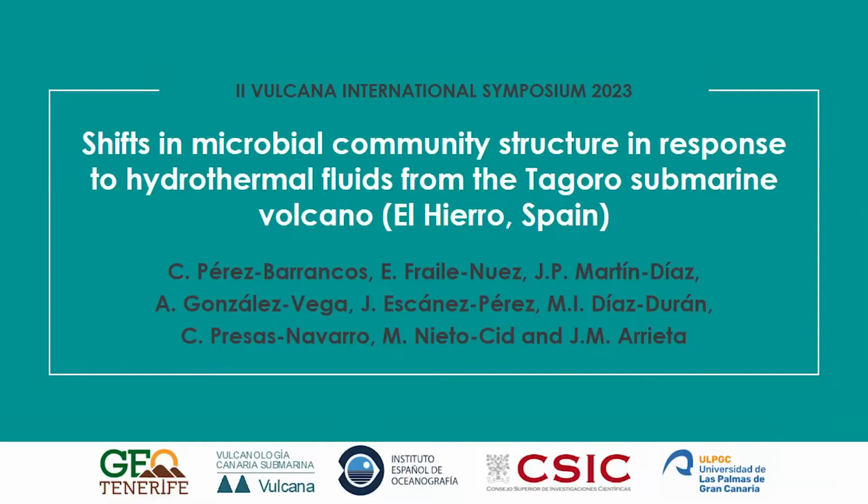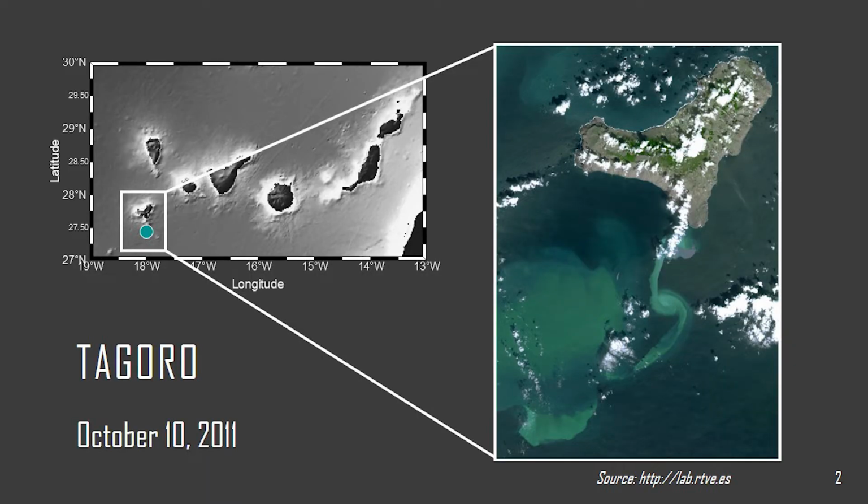conducted through the Volcana project from the Spanish Institute of Oceanography. Last year I presented some preliminary results of this work, but today I'm going to show the whole story about how the current hydrothermal vent fluids from Tagoro are influencing the marine microbial communities nearby. I will be really brief with the introduction because we've been talking about Tagoro and El Hierro all morning.